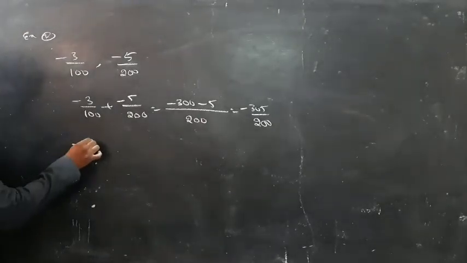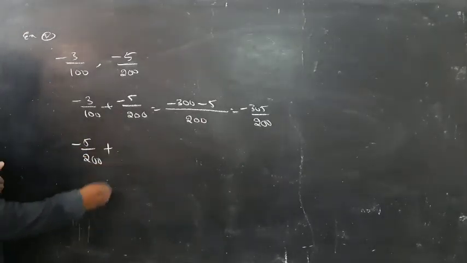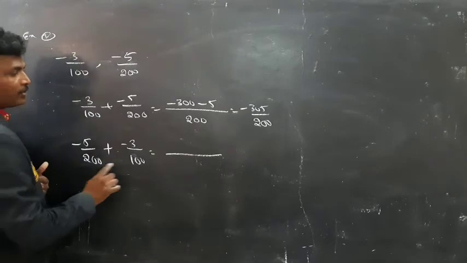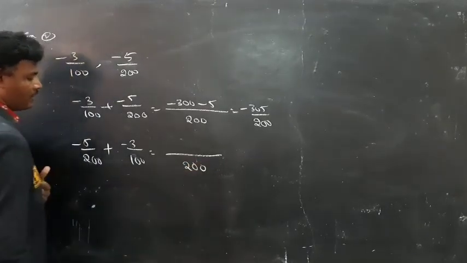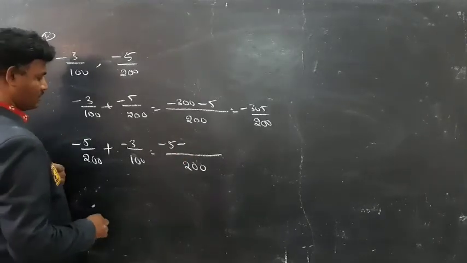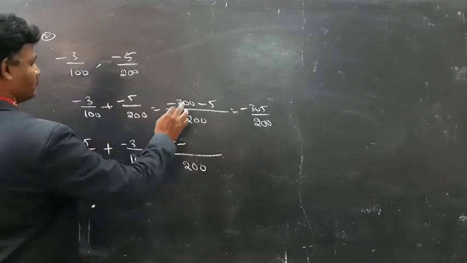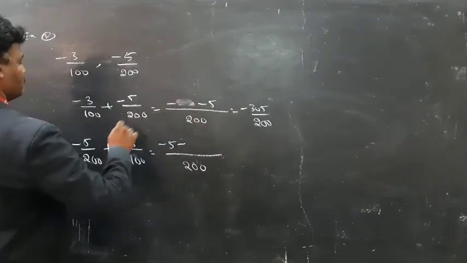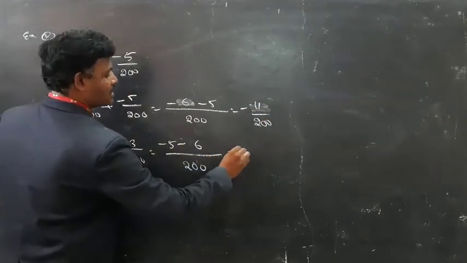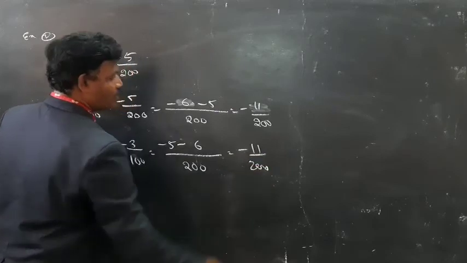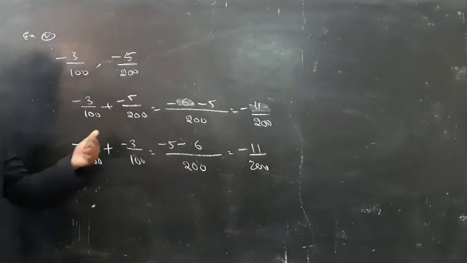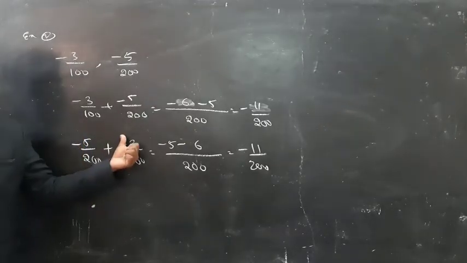Then I need the result of minus 5 by 200 plus minus 3 by 100. The LCM of 200 and 100 is nothing but 200. Then what happens here? Minus 5 minus 6 is equal to minus 11 by 200. So the result of minus 3 by 100 plus minus 5 by 200 is equal to minus 5 by 200 plus minus 3 by 100.